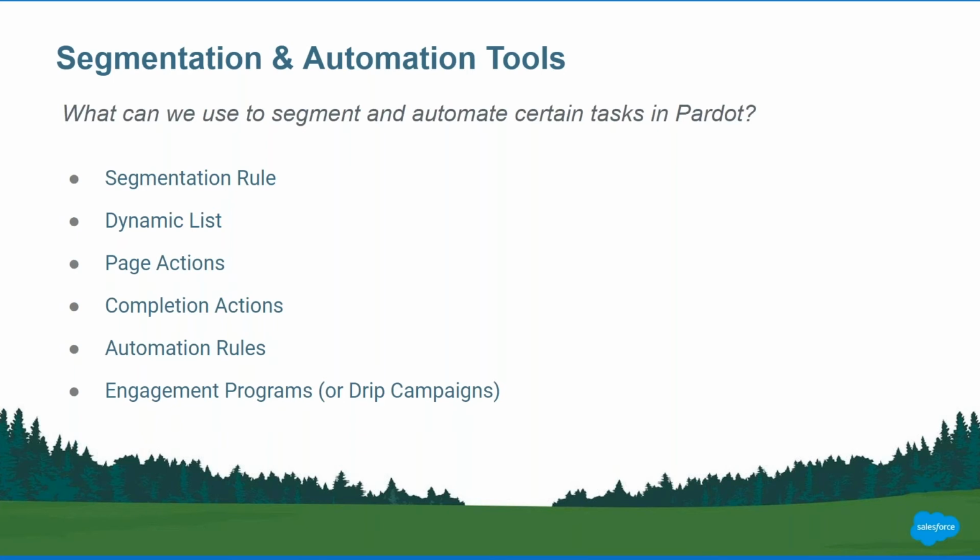Then we also have page actions and completion actions, and these two are more anchored on prospect actions or prospect interactions with your marketing cloud assets, your landing forms, your form handlers, or your landing pages. And then we also have the automation rule, which is basically the most flexible tool that you can make use of.